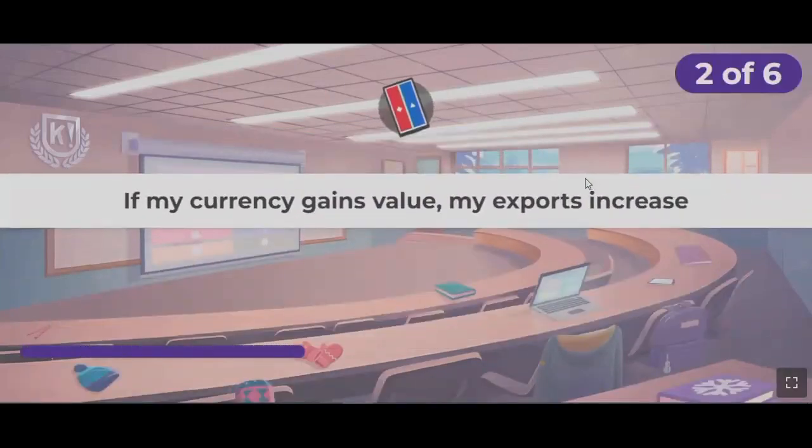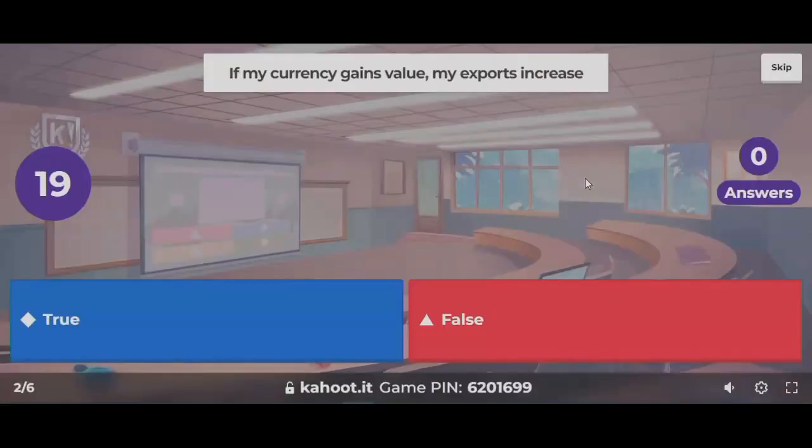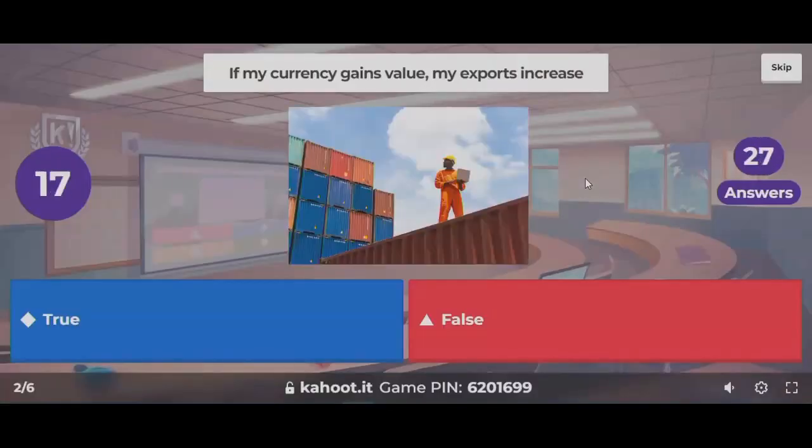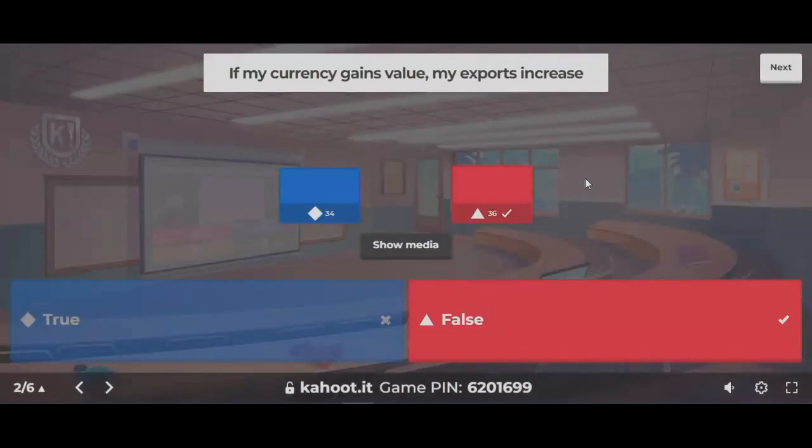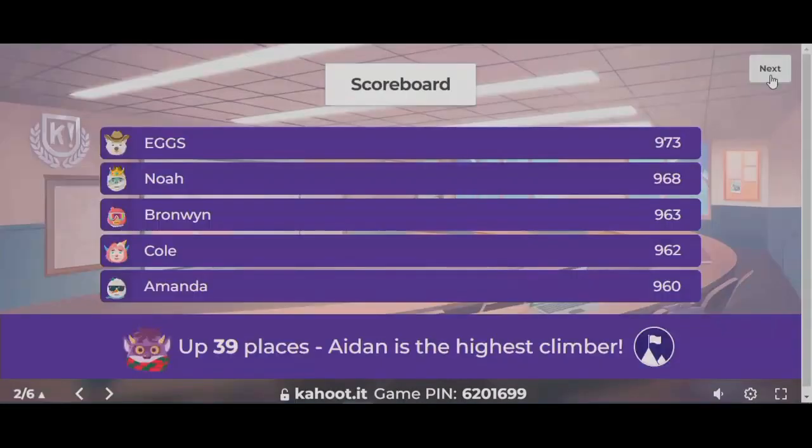True or false? If my currency gains value, my exports decrease. Sorry, my exports increase. Sorry, I misread that. It's false. If my currency gains value, my goods become more expensive and people don't want them anymore.